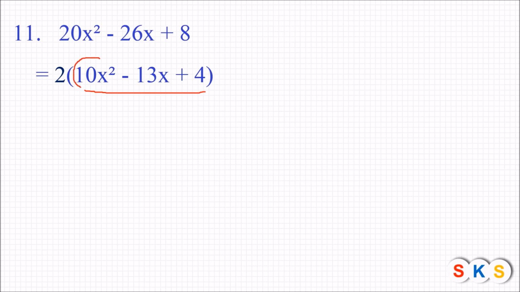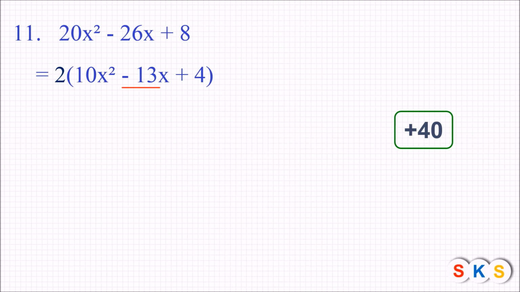This is a square term, and this square term has a coefficient 10 other than 1. So I'm going to multiply 10 with 4. If I multiply 10 with 4, what will we get? We will get 40. Now we will find two numbers such that when you multiply those two numbers, you get plus 40, and when you add those two numbers, you get minus 13.